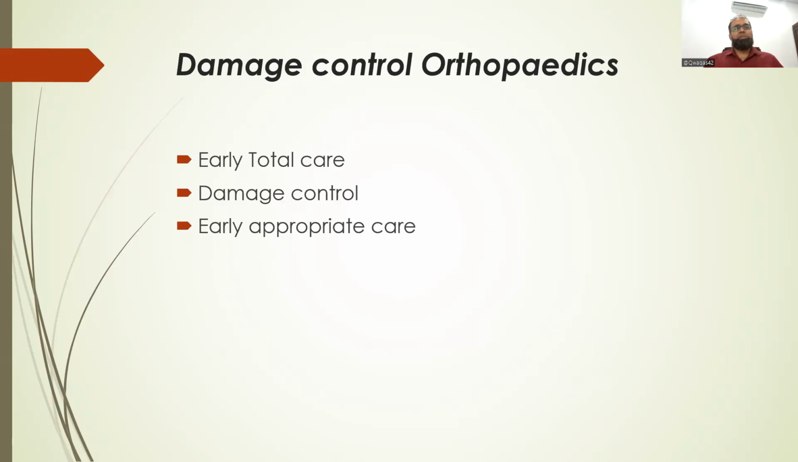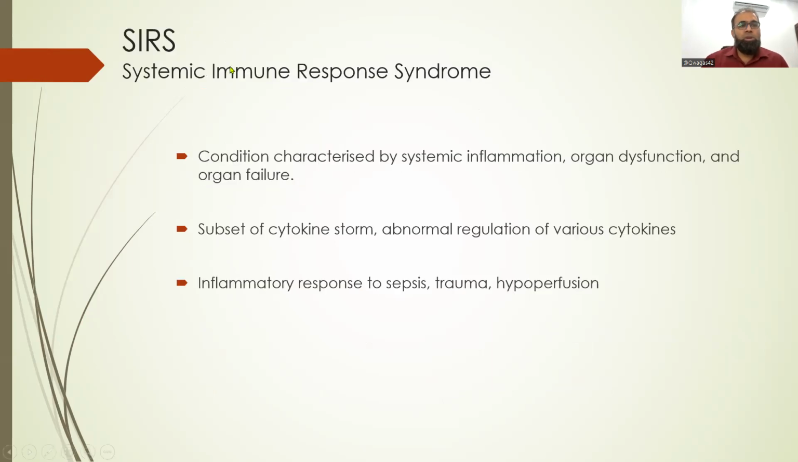So there is the term damage control orthopedics. You see there three terms: early total care, damage control care, and early appropriate care. So we'll go through them one by one. For this, you have to know the systemic inflammatory response syndrome. That's a response of the body to the injury. That can be sepsis, that can be trauma.